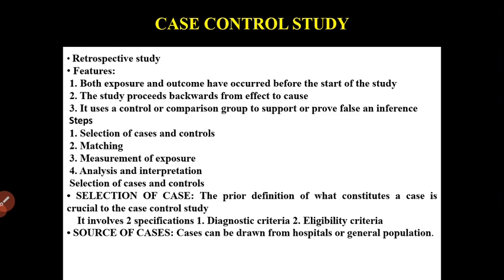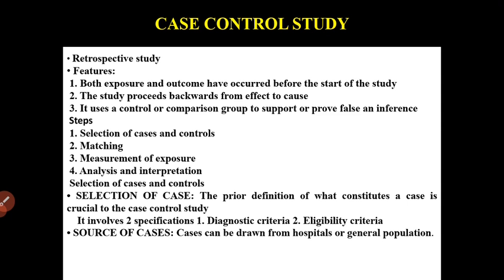Now, retrospective study. What are the features? Both exposure and outcome have occurred before the start of the study. Second, the study proceeds backwards from effect to cause. Third, it uses a control or comparison group to support or prove false an inference. Steps: selection of cases and controls, matching, measurement of exposure, analysis and interpretation.